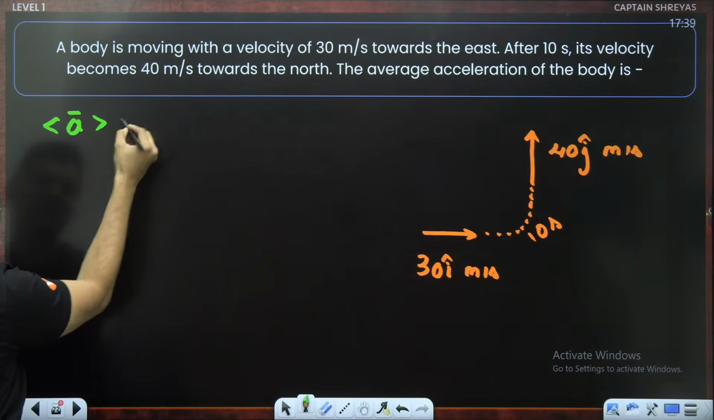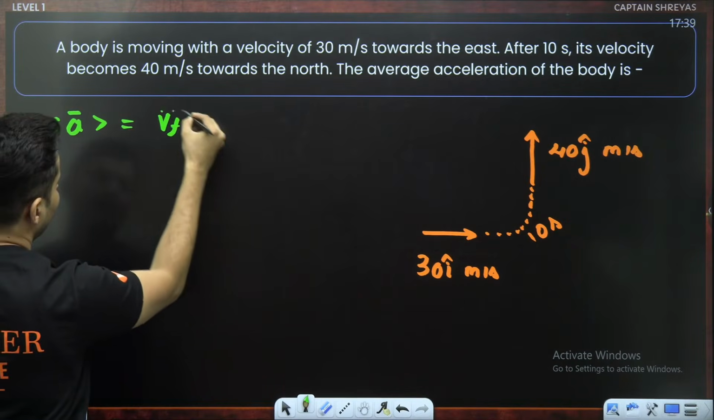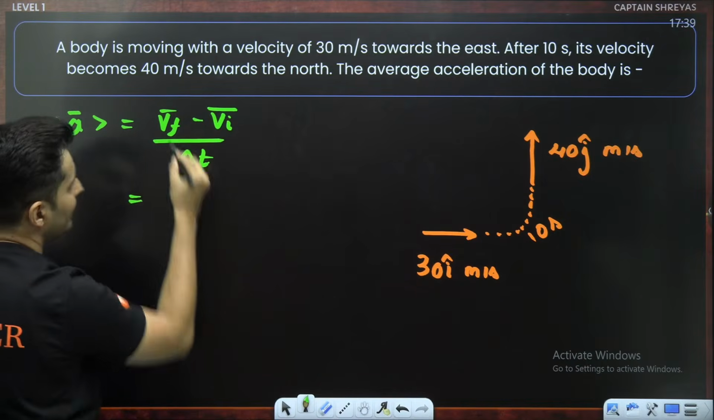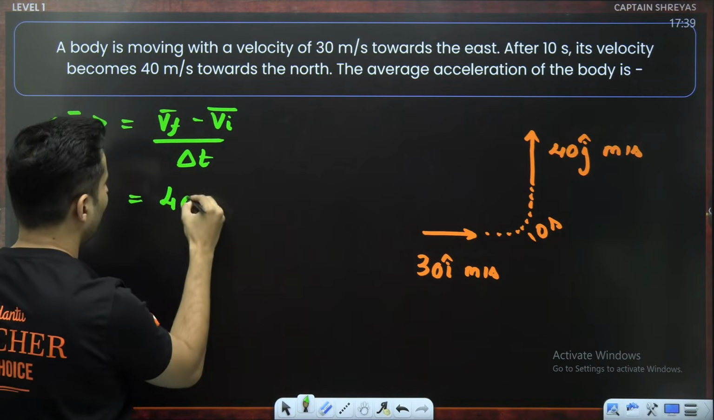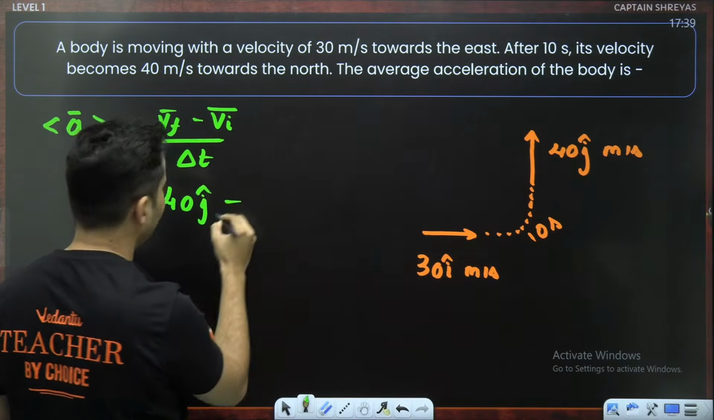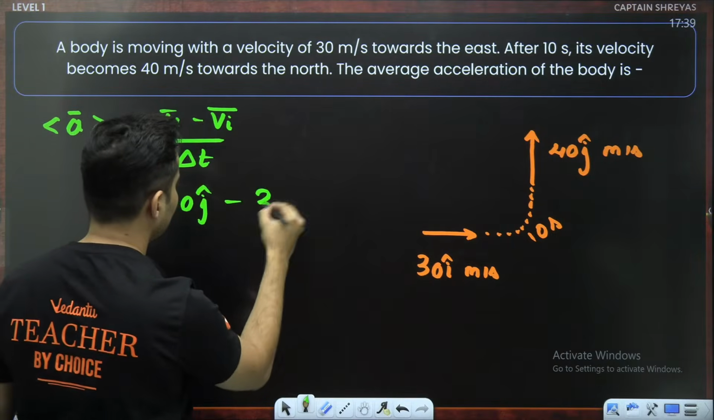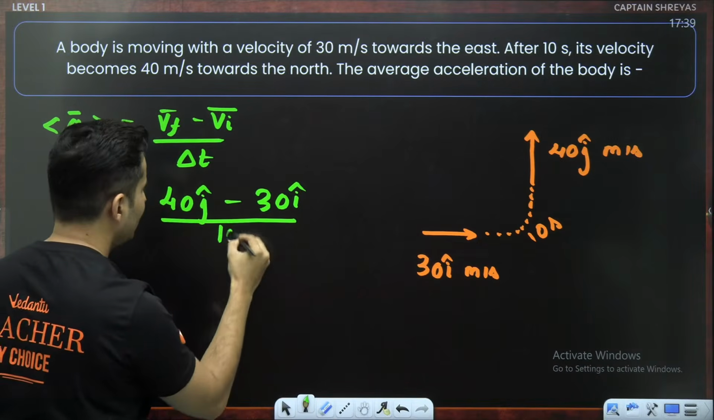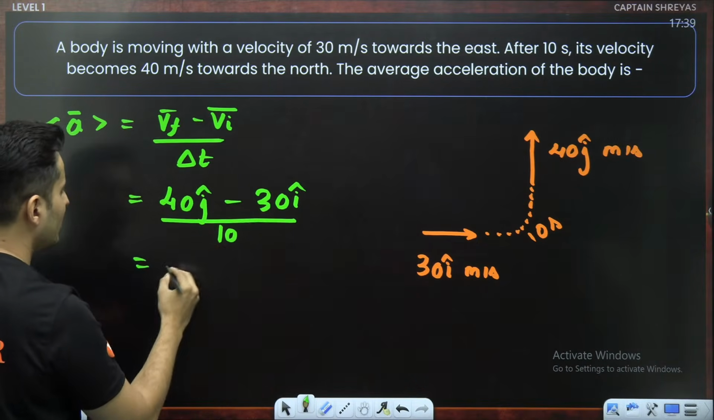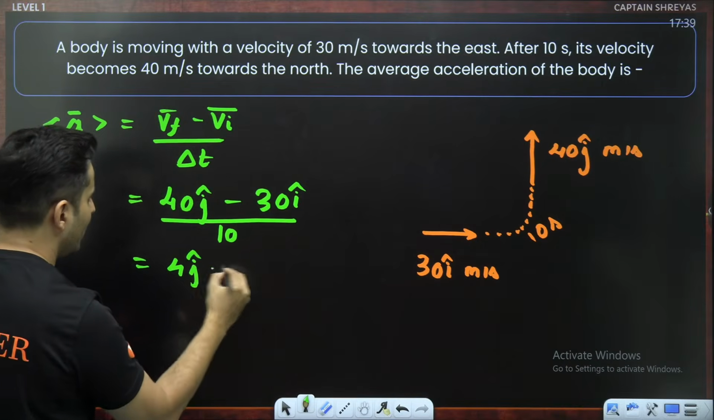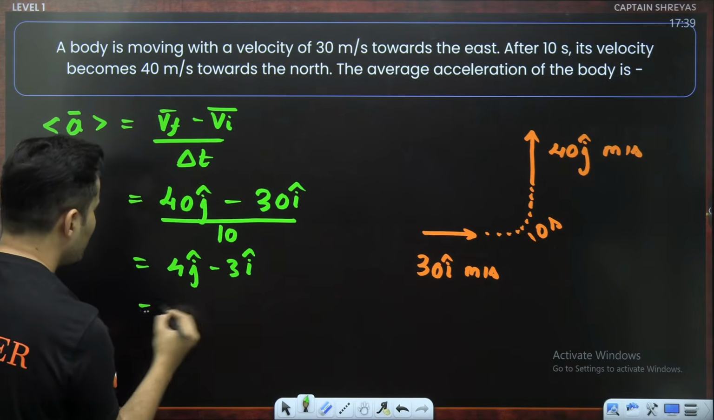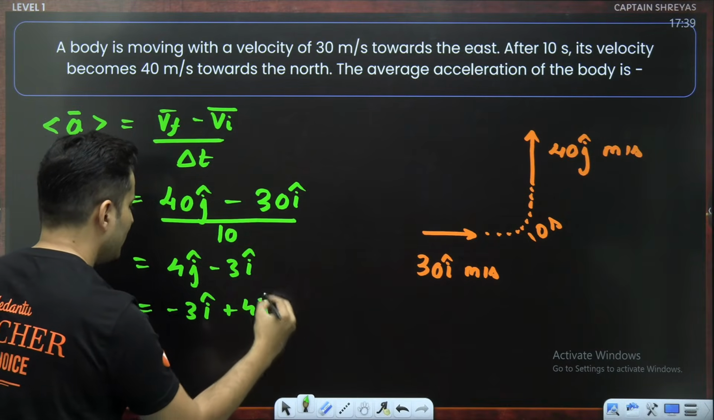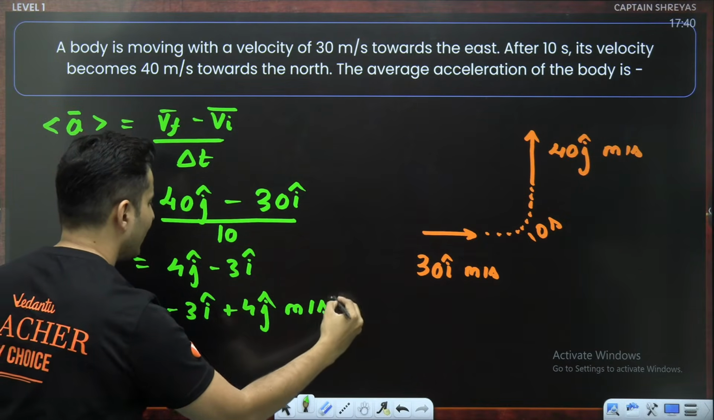By definition, what is average acceleration? Final minus initial velocity by the time. What is final velocity? Well, it's just 40 j cap. There is no component other than that. What is initial velocity? That's just 30 i cap. The whole thing divided by the time, which is basically 10 seconds. 0 cancels with 0, so it will become 4 j cap minus 3 i cap. But we usually put i cap first. So minus 3 i cap plus 4 j cap meters per second square.